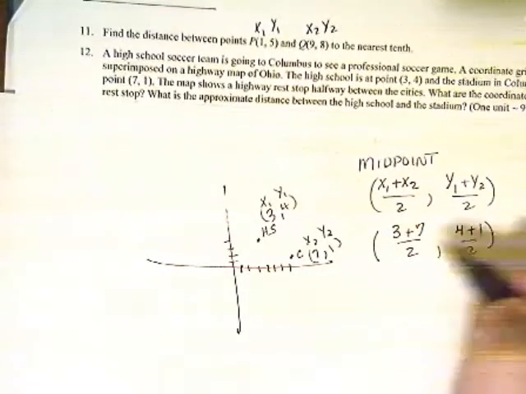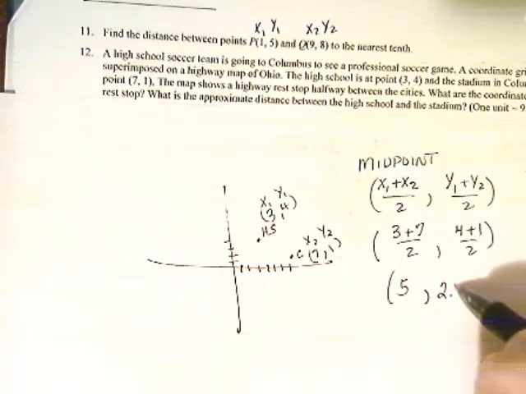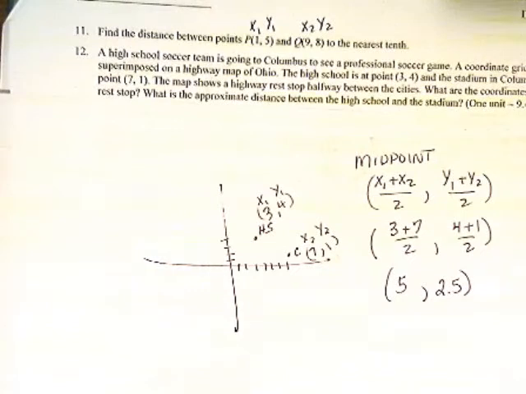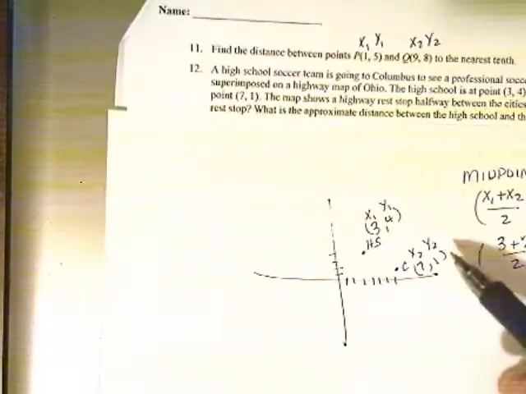3 plus 7 is 10, 10 over 2 is 5. 4 plus 1 is 5, 5 over 2 is 2.5. So this is the midpoint. These are the coordinates of the rest stop. Then it says, what is the approximate distance between the high school and the stadium? So now they want you to take those two points and find the distance between the two.